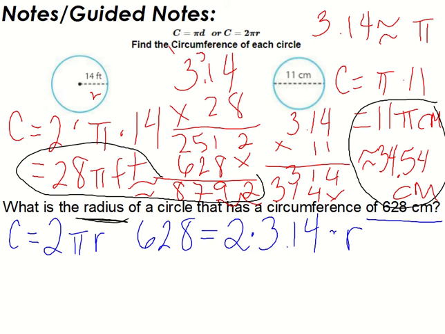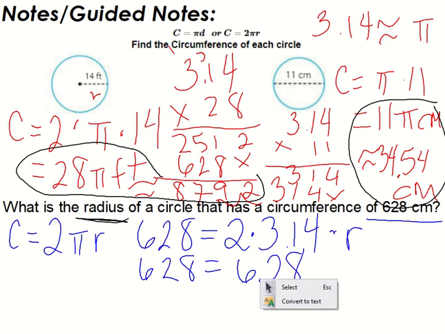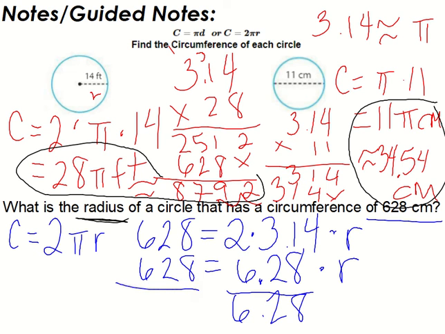So first thing we're going to do is take 2 times 3.14, and then we're going to get 628 equals 6.28 times radius. And then this is just like a one-step equation, so we'll divide by 6.28.